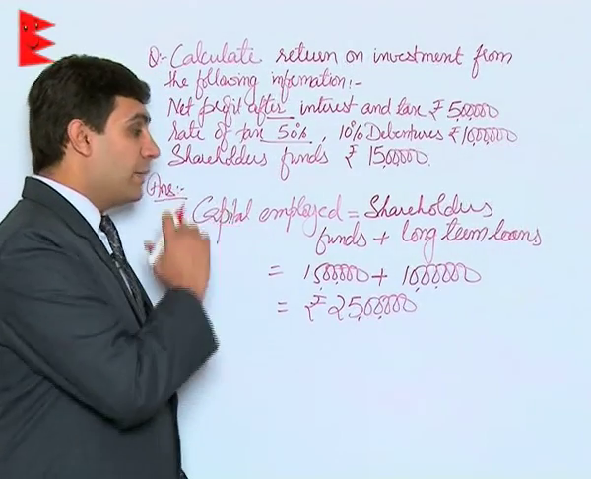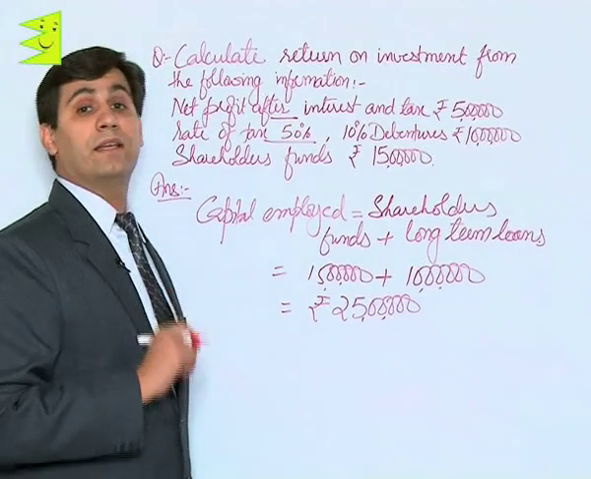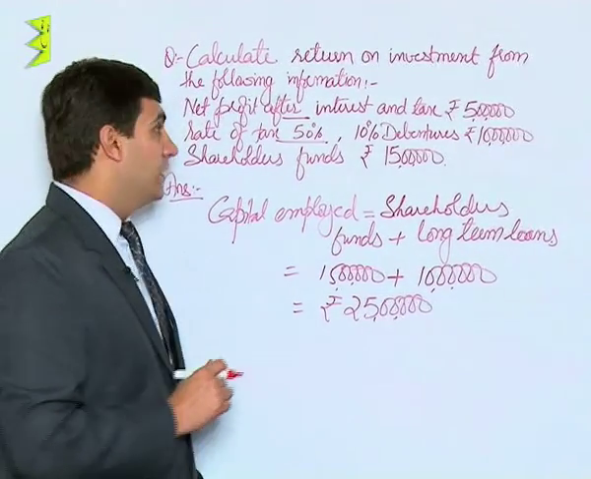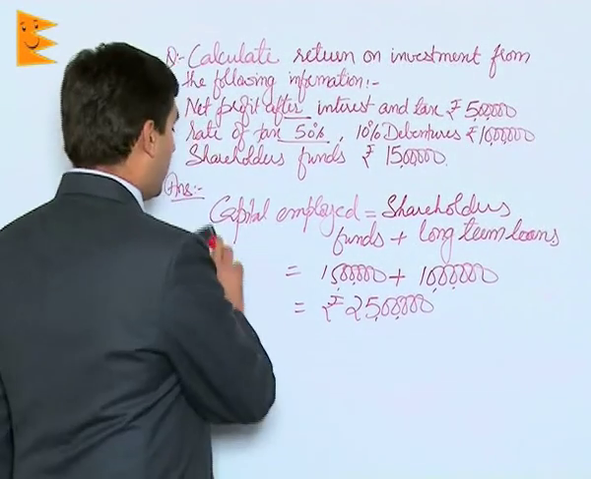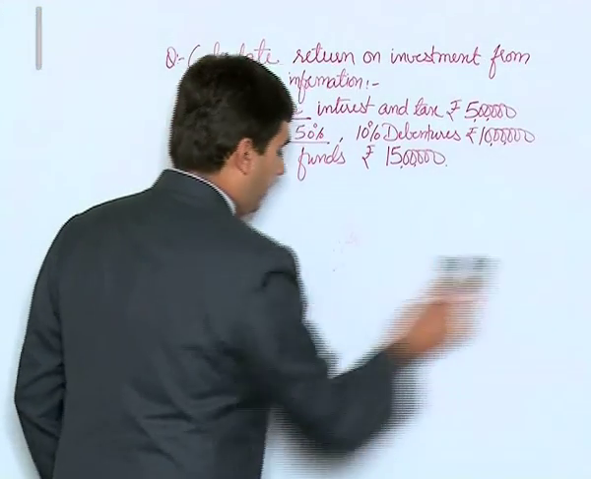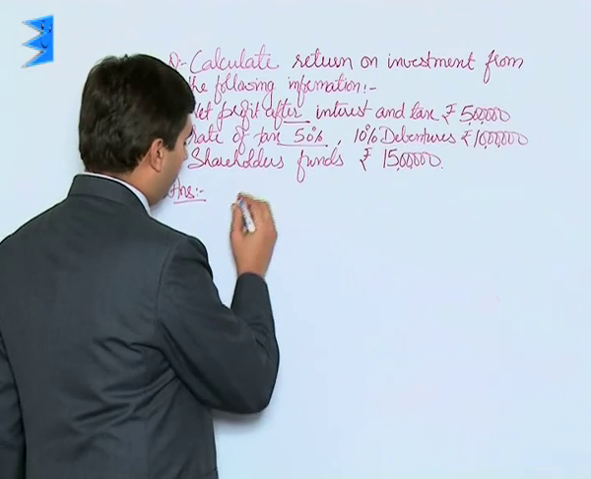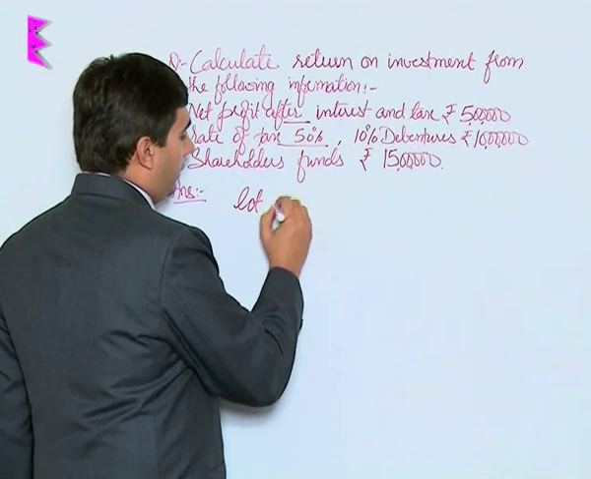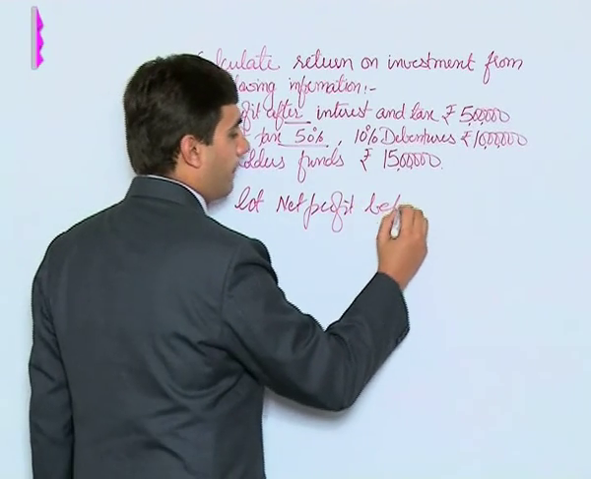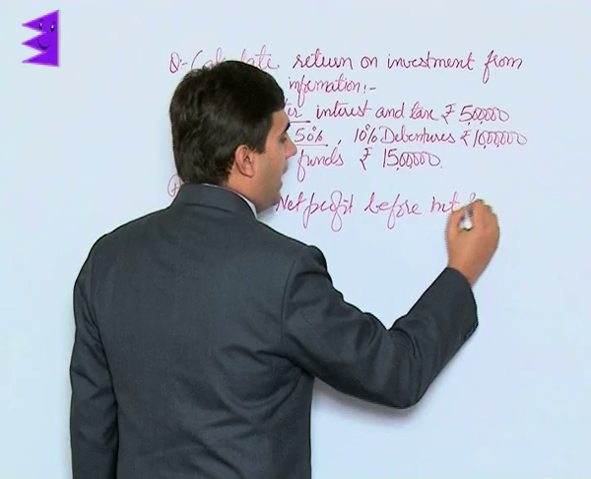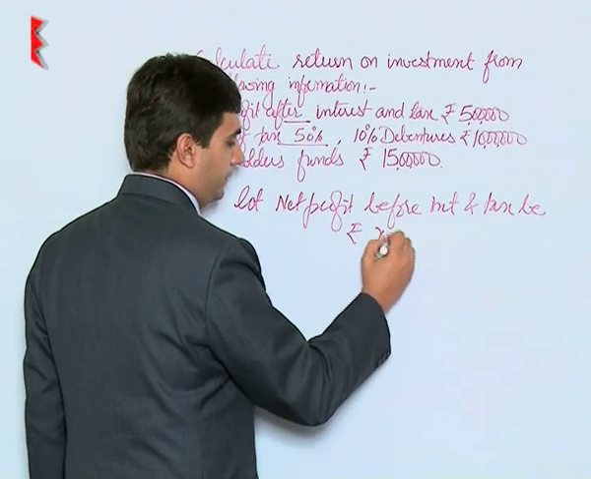Now, let us come to the numerator part. The numerator part includes net profit before interest, tax and preference dividend. Now, in this case, students, we are given net profit after interest and tax. So, let us calculate net profit before interest and tax. Let net profit before interest and tax be rupees X.